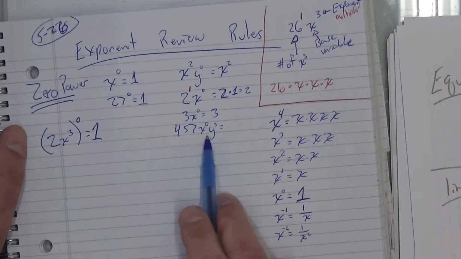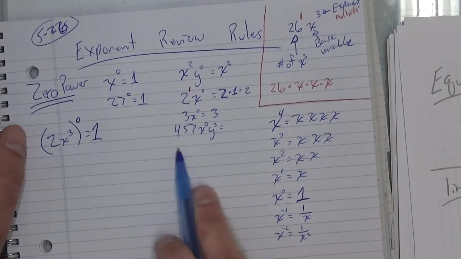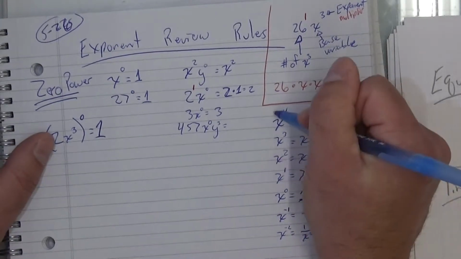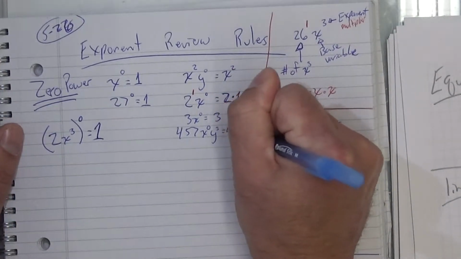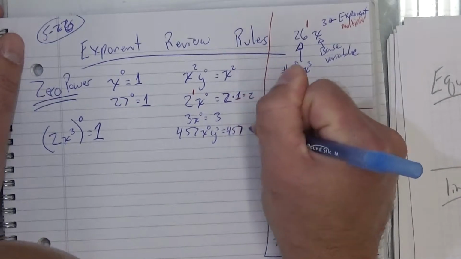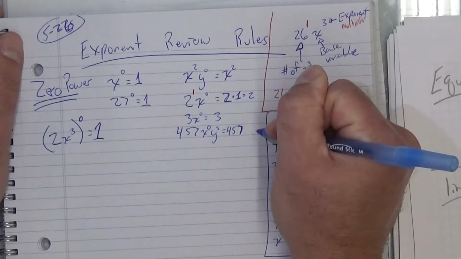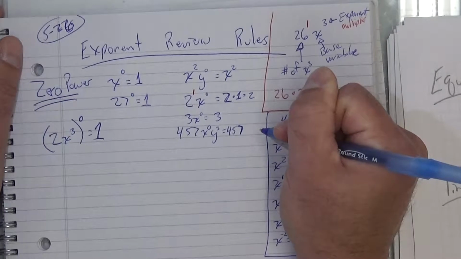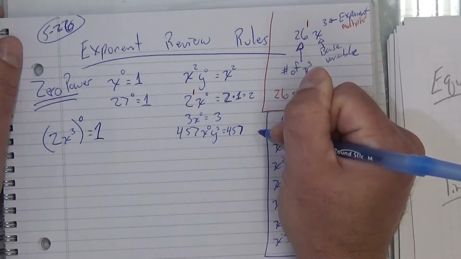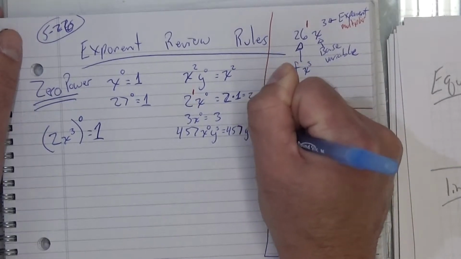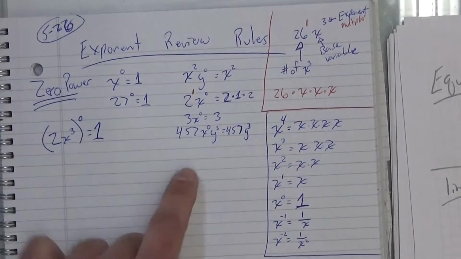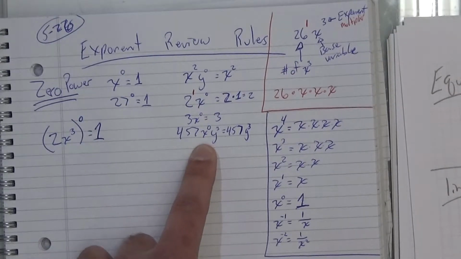So, Jason, what does this turn into? It's 457. 457 y to the third. Awesome. Because the x to the 0 turns into what, Patrick?